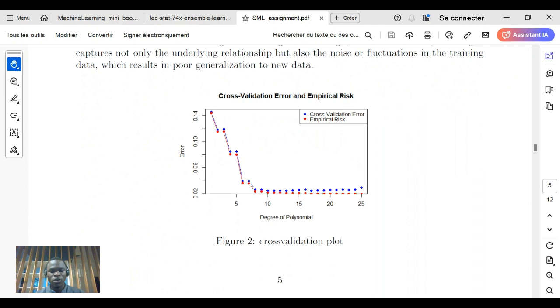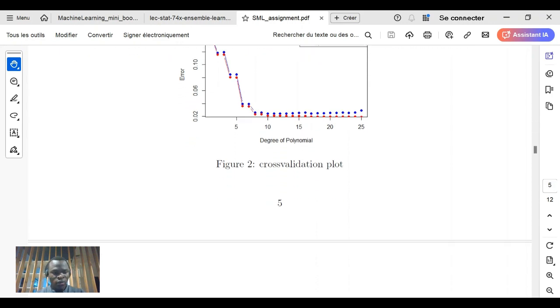You see that the cross validation error and the empirical risk, we can share this graph in three parts. The first part is where the errors, the empirical and the cross validation, are decreasing. The second part is where they are a little bit constant, between 10 and 15. And the third part is where the empirical risk goes down, but the cross validation error is going up.